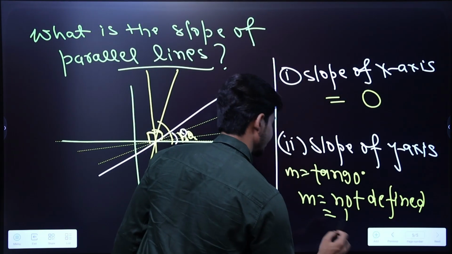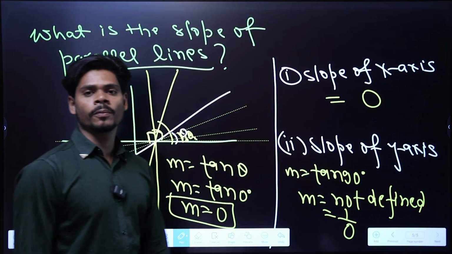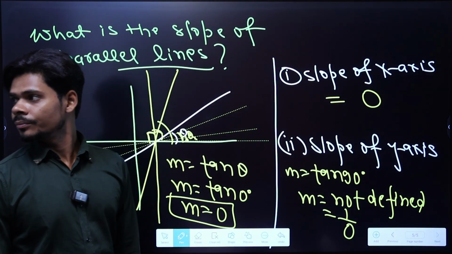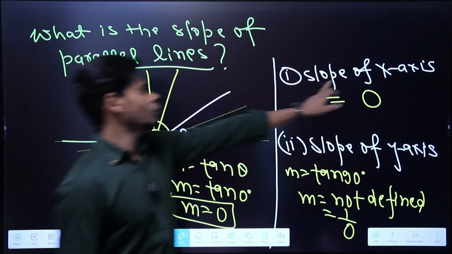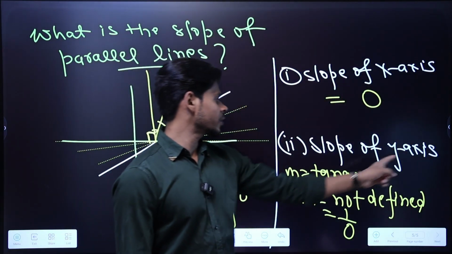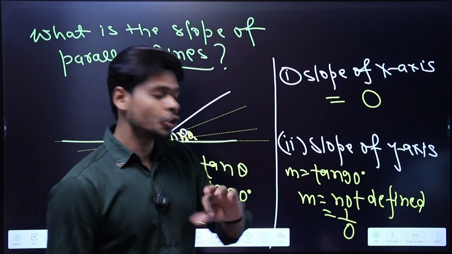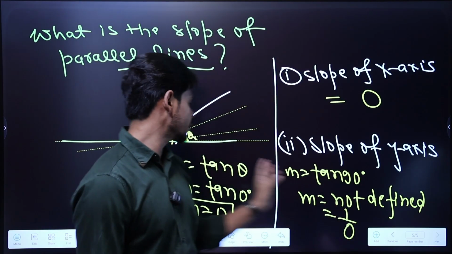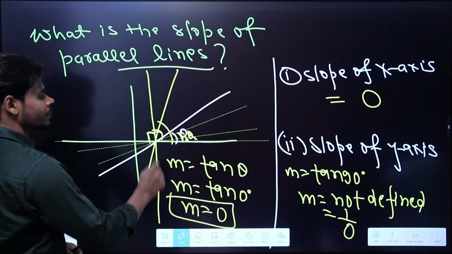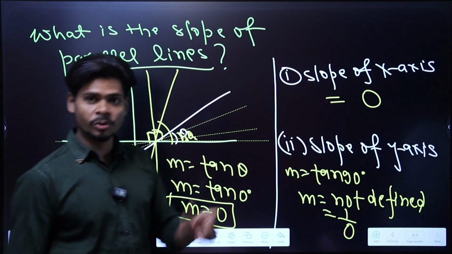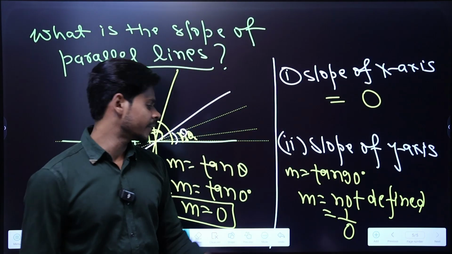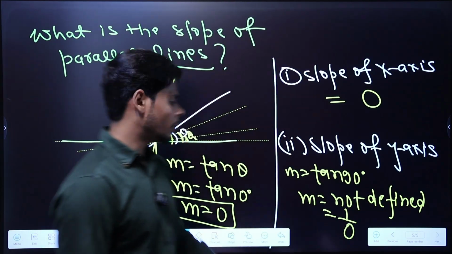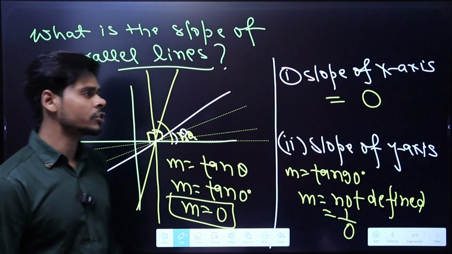Or you can also write it as 1 upon 0. So this is the slope of the x-axis, which is 0, and this is the slope of the y-axis, which is not defined in this case, because the angle that the line is making with the positive direction of the x-axis is 90 degrees, and we already know that tan 90 degrees is not defined. That's why I also wrote it over here as 1 upon 0.